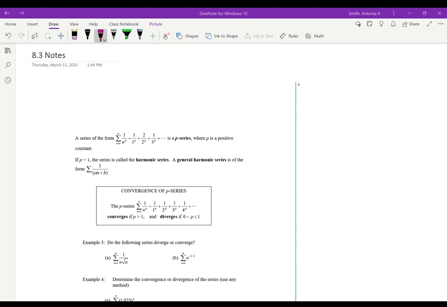Okay, so in class, we finished talking about, what we looked at was the harmonic series, right? The 1 over n. And then we saw 1 over n squared. Now, 1 over n diverged, but 1 over n squared converged.